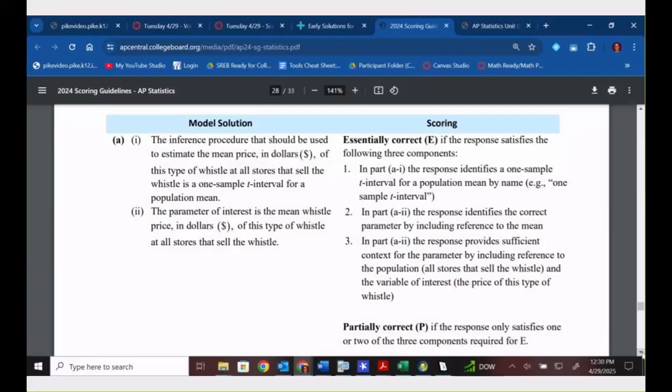It says T-test instead of interval. That unfortunately would knock it down. Yep, actually, if they got the other components, then yes, it would be a P.